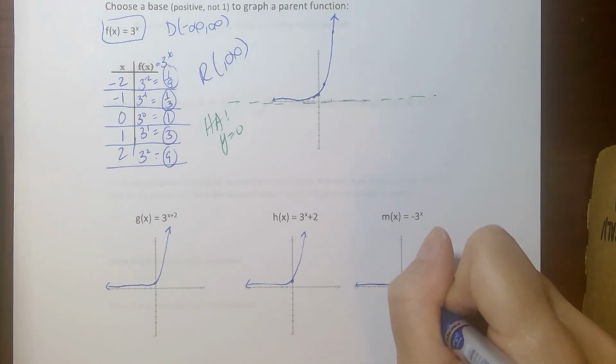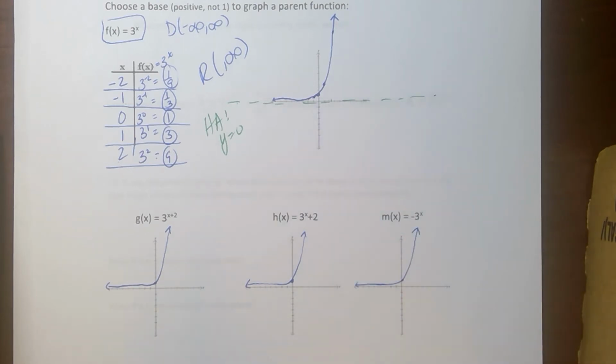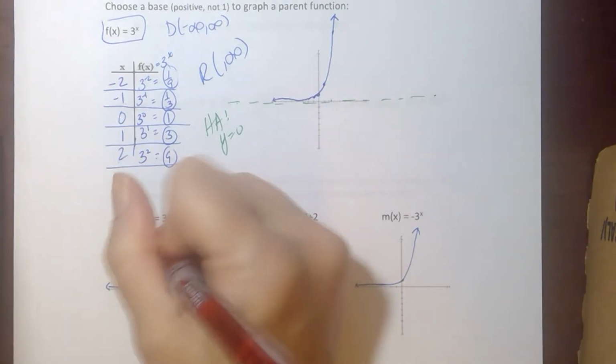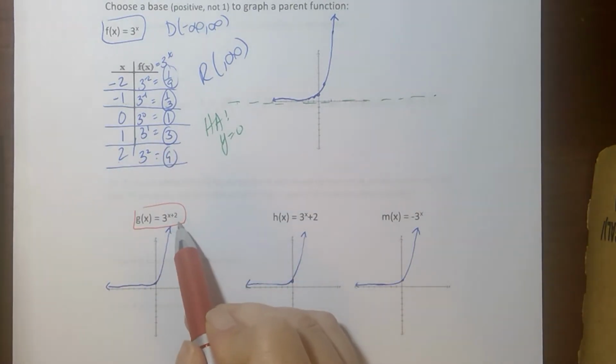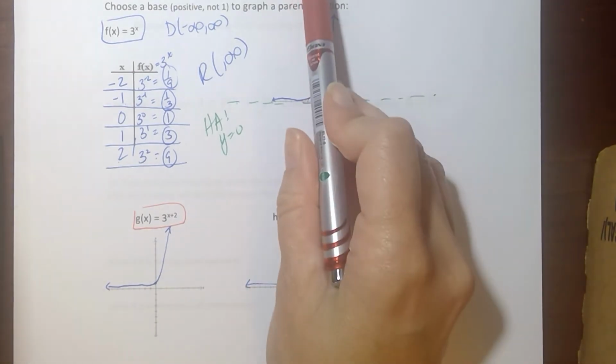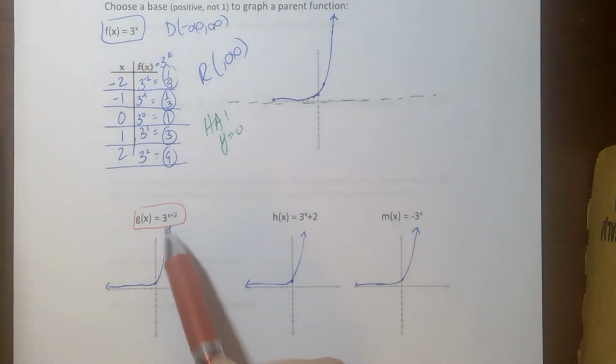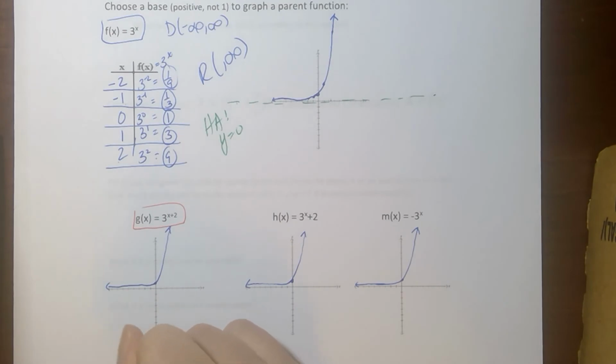1/2 is going to be a little less steep than 3, but they all have the same general shape. All right, g of x, 3 to the x plus 2. That is my horizontal shift. Since it's x plus 2, I have taken my function and shifted it to the left 2 units because h is a -2.